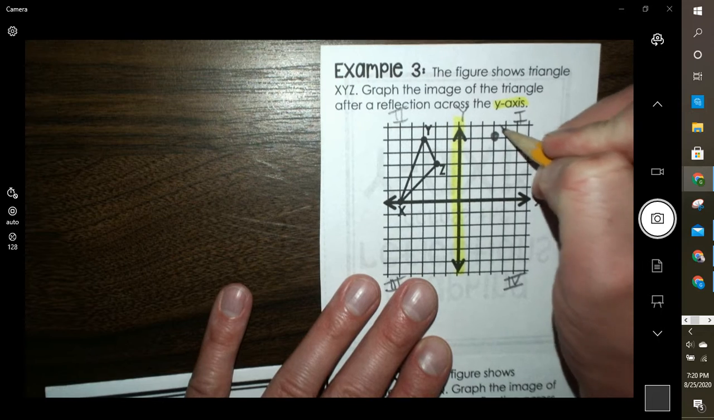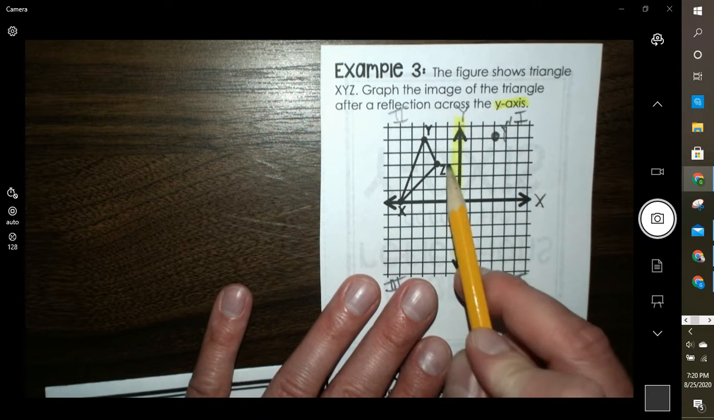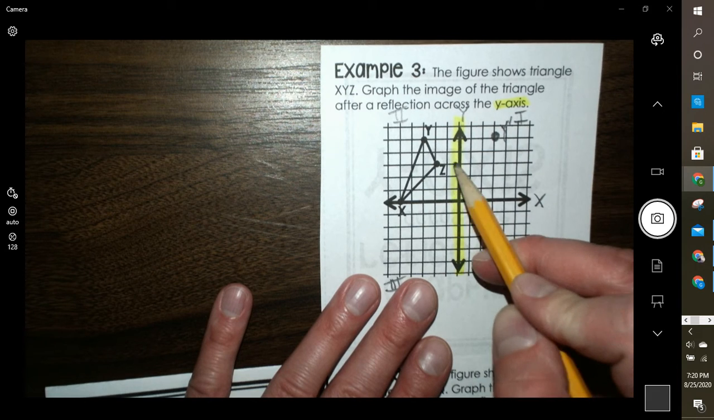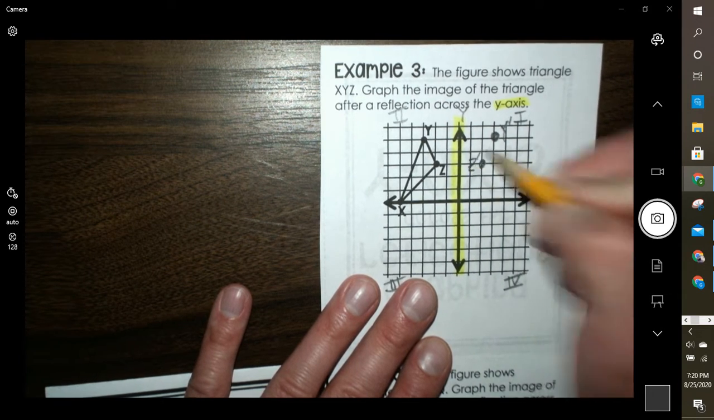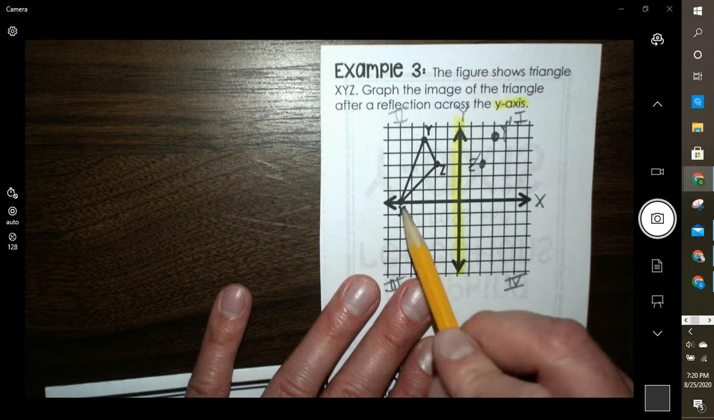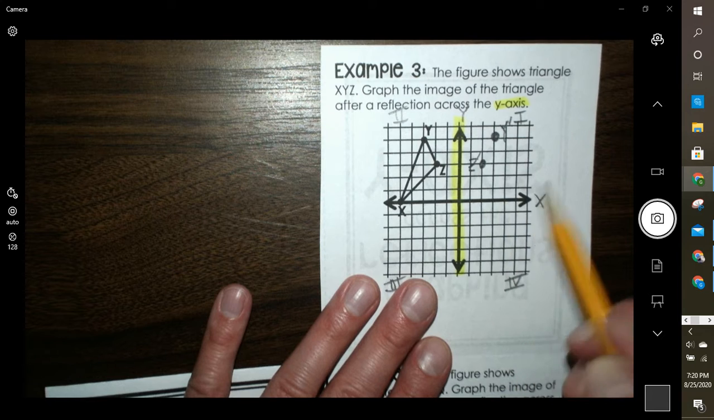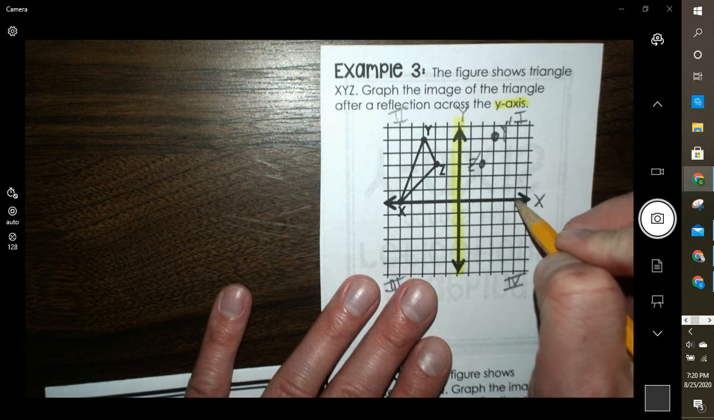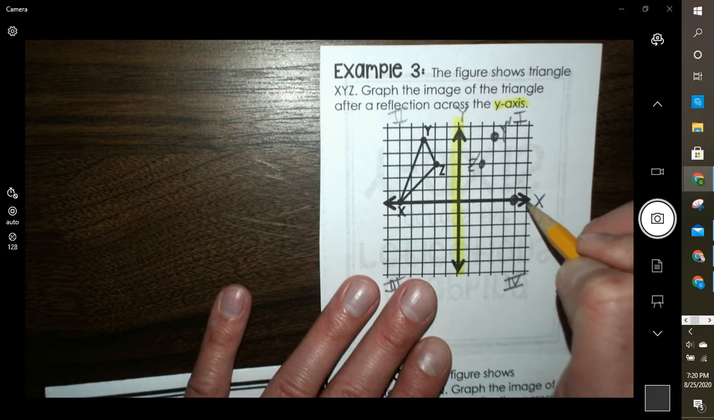which would give us our Y prime. Anyhow, Z is 1, 2, 1, 2. There we go, Z prime. And X is pretty far. 1, 2, 3, 4, 5. 1, 2, 3, 4, 5. And it's right on the x-axis still. And that was X prime.